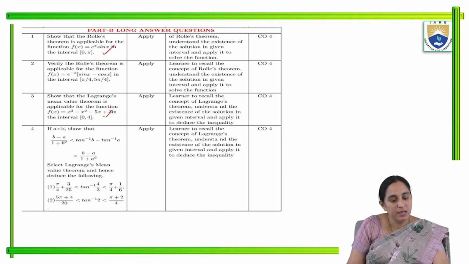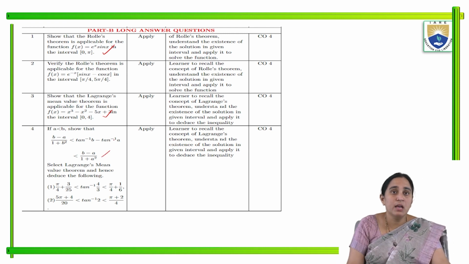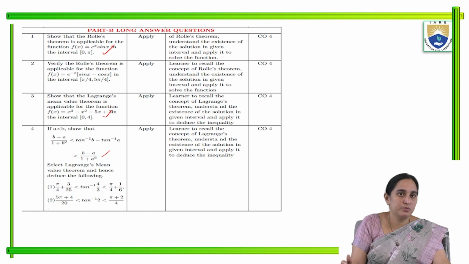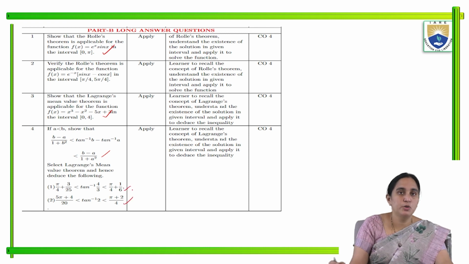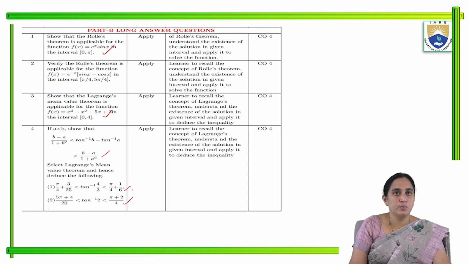Next, if a is less than b, show that (b minus a) by (1 plus b square) is less than tan inverse b minus tan inverse a, which is less than (b minus a) by (1 plus a square). Use Lagrange's mean value theorem and hence deduce the following. Okay, this is an important question. From the Lagrange's theorem, first we have to show the condition. After that, from the condition we have to deduce the following two equations.